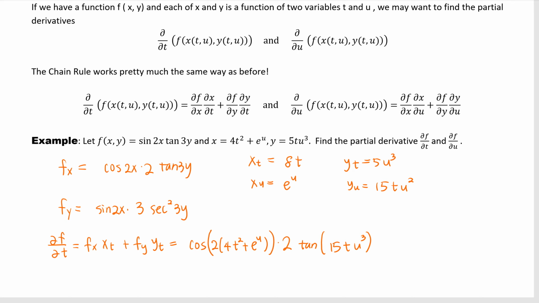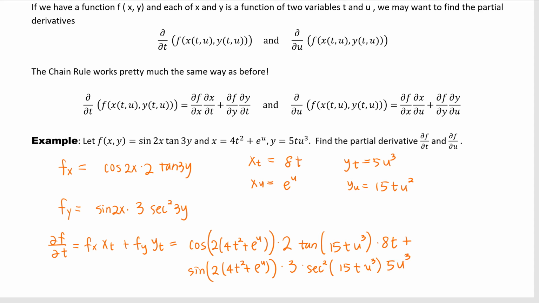Yeah, quite long. x_t is 8t. So far so good. Plus f_y. f_y is sine of (4t squared plus e to the u), the whole thing, times 3, and secant squared 3y, which is still 15t u cubed. And y_t is 5u cubed.